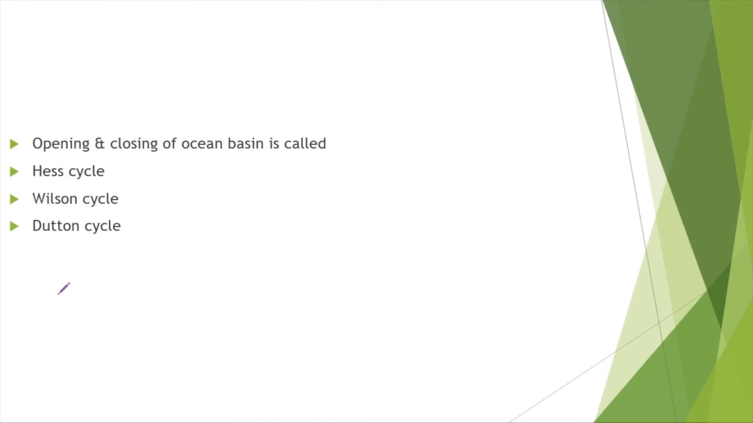Now next question. Opening and closing of the ocean basin is called. So it's done by the Wilson cycle. Okay. Now Tuzo Wilson is the scientist who discovered this thing about plate tectonics. Here he is. So here he tells about seafloor spreading, and Dutton is related to isostasy. So the right answer is Wilson cycle.